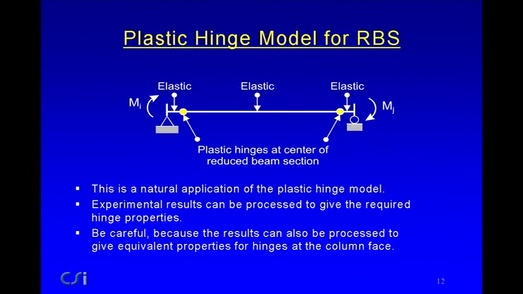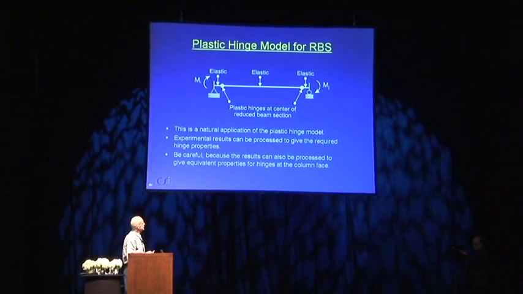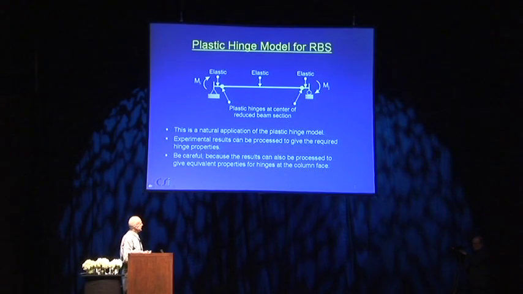Just incidentally, a plastic hinge model can be used for a reduced beam section. It's actually a natural application for a plastic hinge model. The center of the RBS would be here and here, and this is where you might position your hinges. And it's a natural application of the plastic hinge model. If you have some experimental results, you can process them to give the required hinge properties.